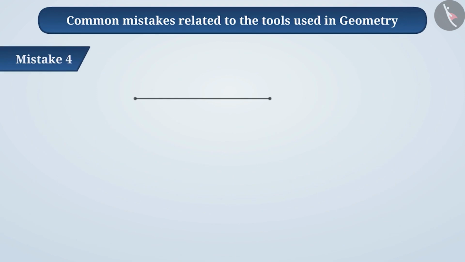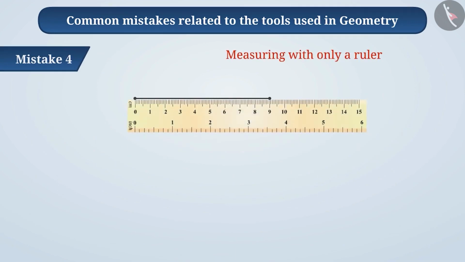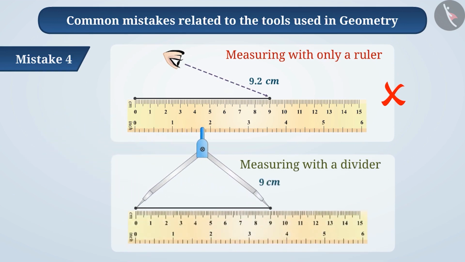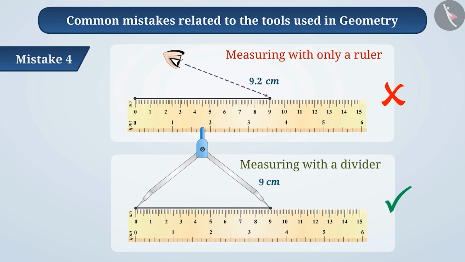Mistake 4. Students often try to find the measurement of a line segment by using a ruler without using a divider. But this is wrong, because when the eye is not placed just above the symbol, it results in wrong measurement. The pointed ends of the divider can be placed on the line segment and then on the ruler to read the correct mark of the line. This can help us avoid any mistakes in measurement.